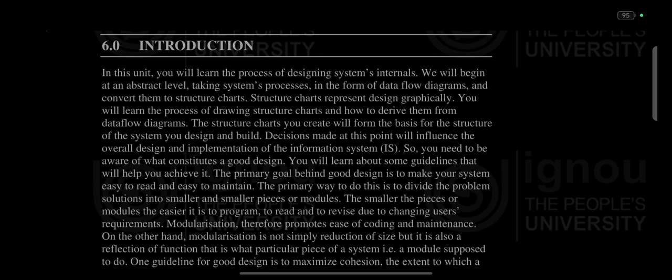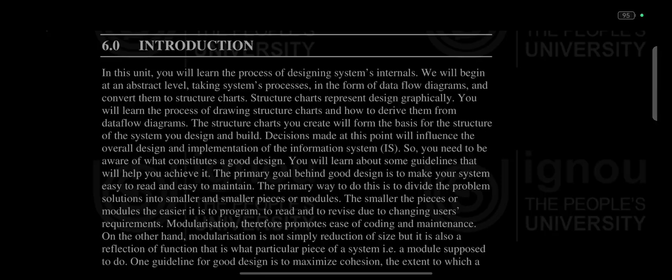In this unit, you will learn the process of designing systems internals. We will begin at an abstract level, taking systems processes in the form of data flow diagrams and convert them to structure charts. Structure charts represent design graphically. You will learn the process of drawing structure charts and how to derive them from data flow diagrams. The structure charts you create will form the basis for the structure of the system you design and build.